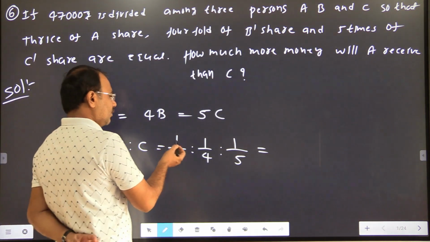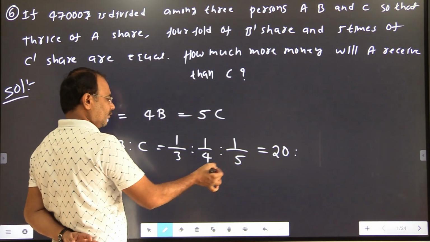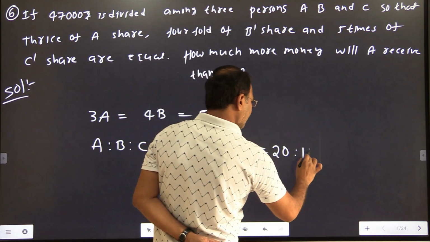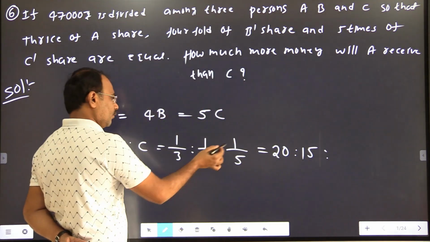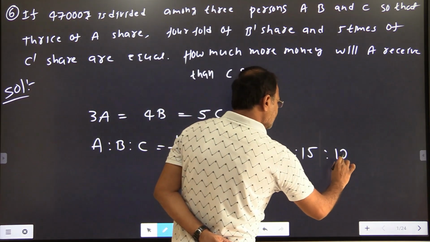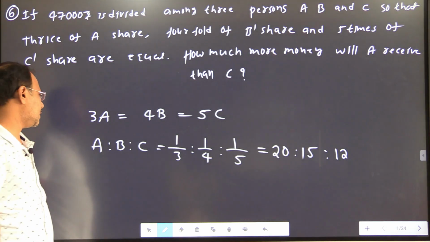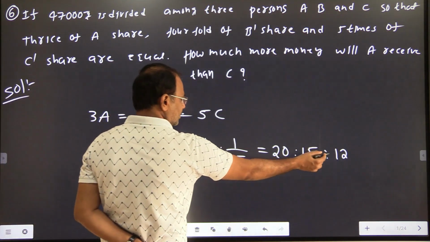What is the first term? 1 × 4 × 5 = 20. What is the second term? 3 × 1 × 5 = 15. And what is the last term? 3 × 4 × 1 = 12. So A's share is 20, B's share is 15, C's share is 12.